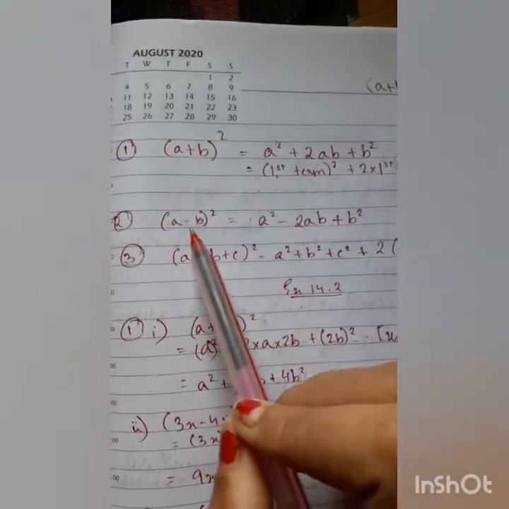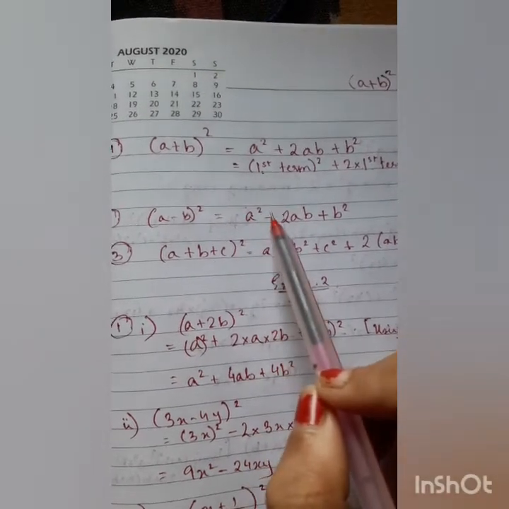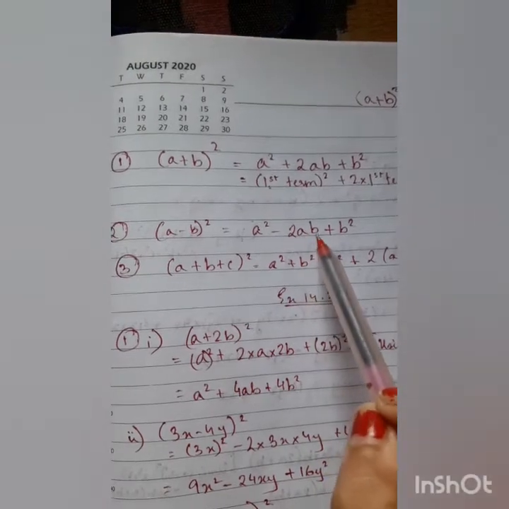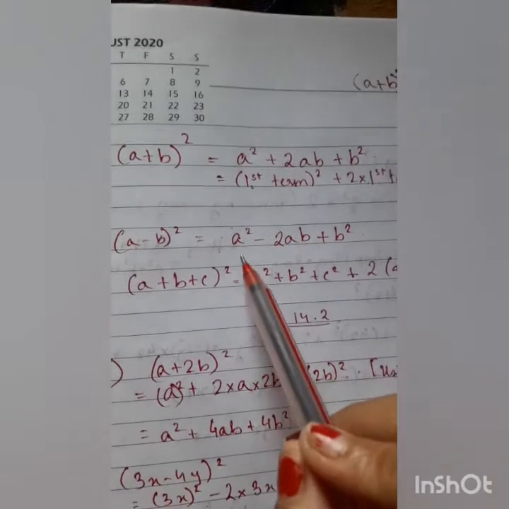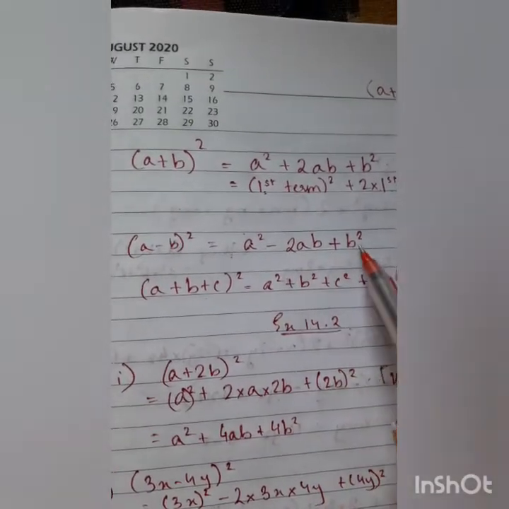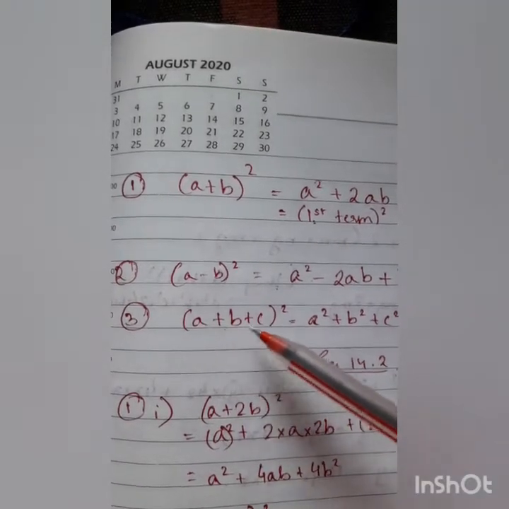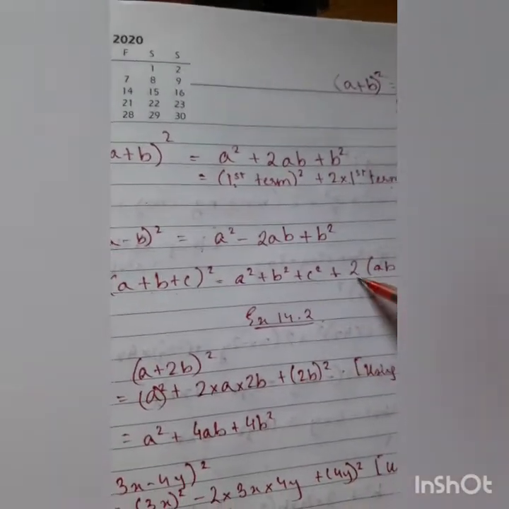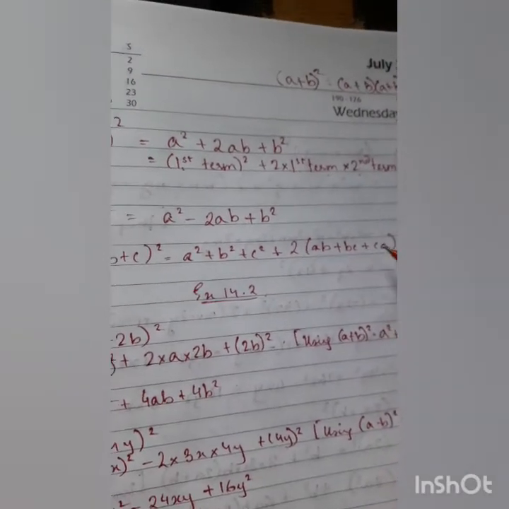Next, (a - b) whole square equals first term square. In this case, it will be minus 2 into first term into second term plus second term square. That is a square minus 2ab plus b square. And third formula, (a + b + c) whole square is equal to a square plus b square plus c square plus 2 whole into (ab + bc + ca).